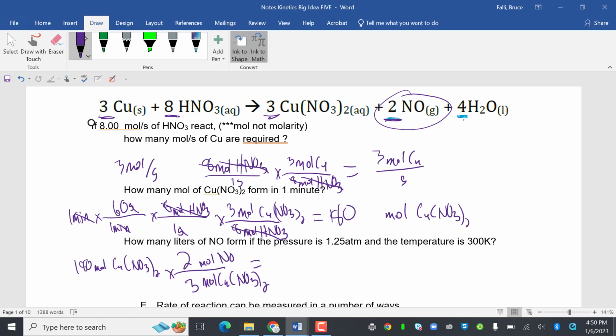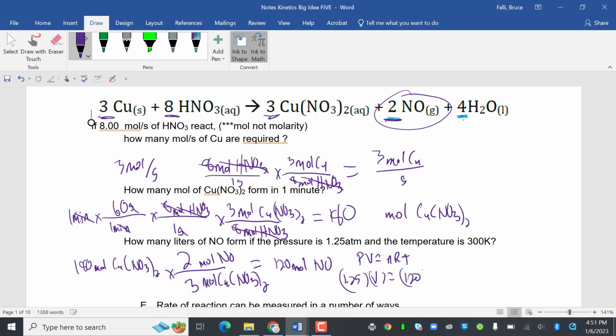180 divided by 3 is 60. 60 times 2 is 120 moles of NO. But we want to know liters. So I have to do PV equals nRT. So the pressure is 1.25. Volume is what I'm solving for.